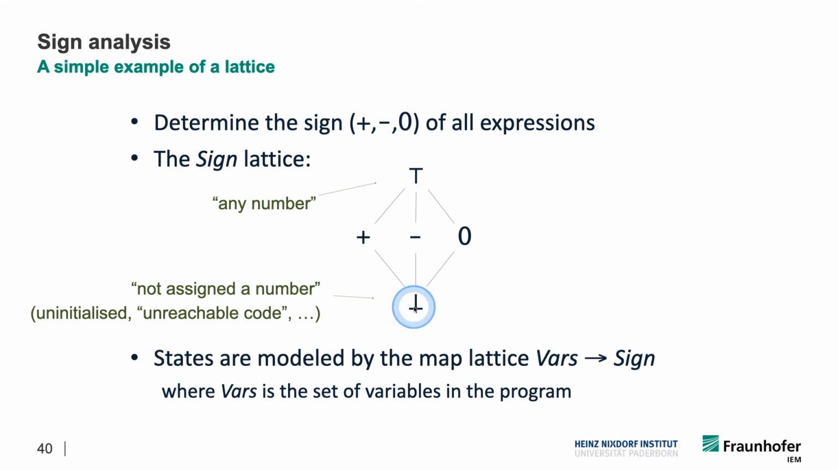And now you could have a program analysis that arranges the domain values in such a way and that then actually assigns variables to individual elements of this sign lattice, right, to this domain. And that then would give you such a very simple kind of constant propagation, or in this case, it's actually called a sign analysis.